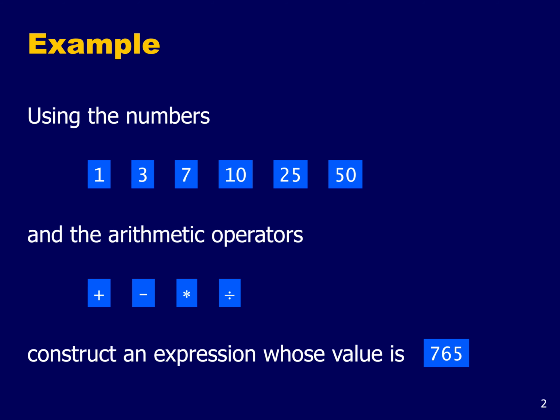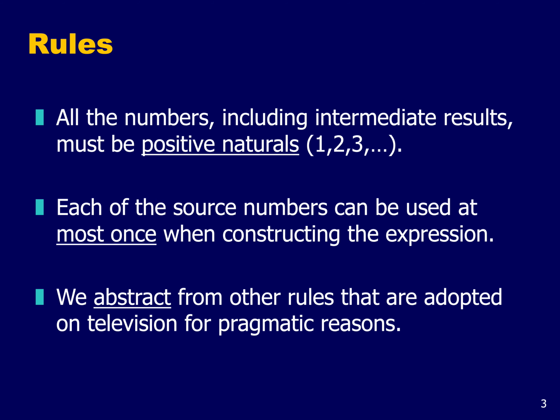You're given 6 source numbers, you're given the 4 arithmetic operators, and then the name of the game is you've got to construct an expression whose value is a particular target, such as, for example, 765. So there's some further rules on the game, which I will just talk you through very briefly. The first rule is that all of the numbers which you're given and all of the intermediate results that you use along the way must be so-called positive natural numbers. So this is just a fancy way of saying 1, 2, 3, etc.